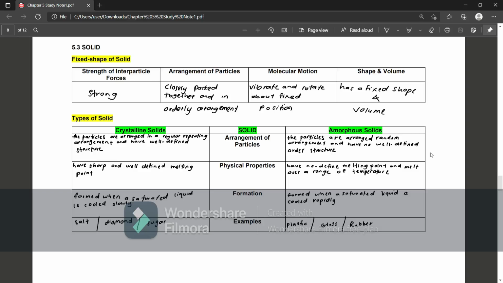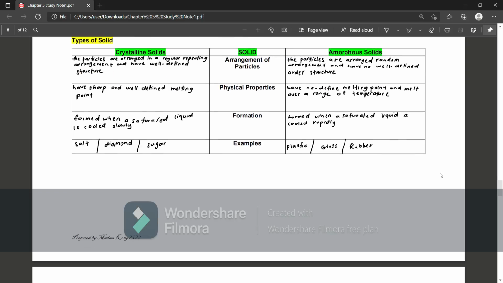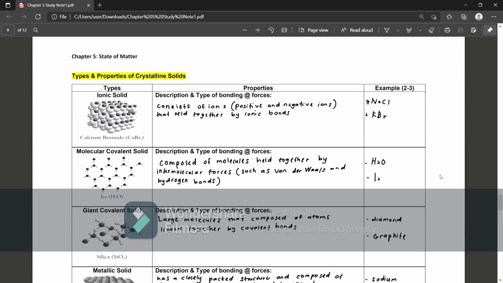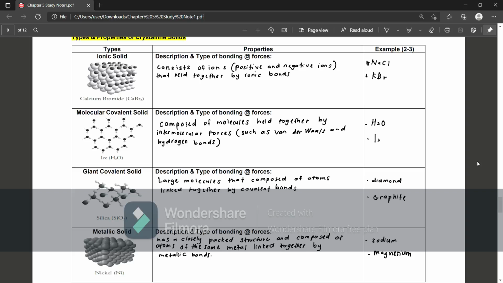Okay, types and properties of crystalline solids. For ionic solids, the description is that they consist of positive and negative ions held together by ionic bonds, for example NaCl and KBr. For molecular covalent solids, they are composed of molecules held together by intermolecular forces such as van der Waals forces and hydrogen bonds, for example H2O and I2.